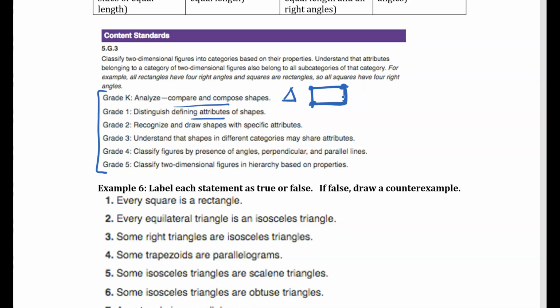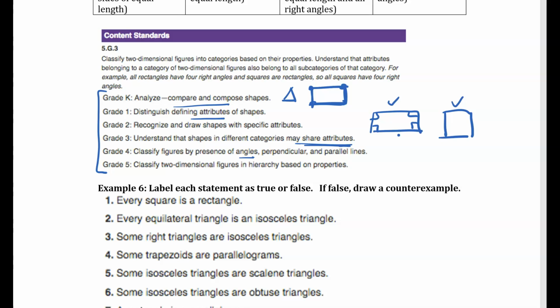In grade 2, you should be able to tell students, okay, I want you to draw a shape that has 3 sides and 3 vertices, and then tell me what it is. Grade 3, we're understanding that shapes in different categories may share attributes. So this is where we get to the more critical thinking, where we say things like, if a rectangle is a 4-sided figure with 4 right angles, does a square also fit that description? Yes, it does. So we say it's a rectangle. And then in grade 4, we're talking about specific angle measures and being perpendicular versus parallel lines and the shapes.